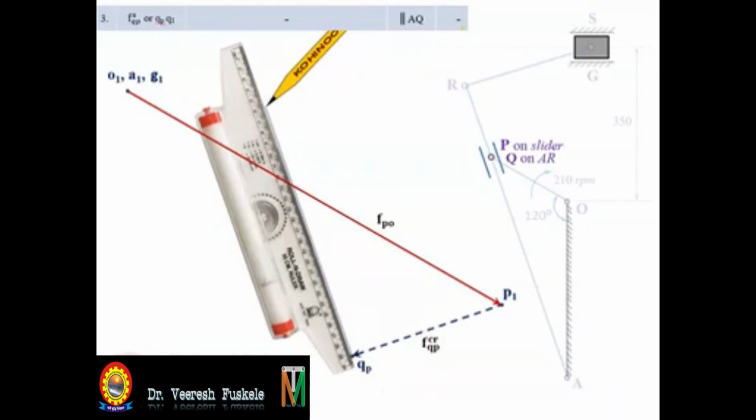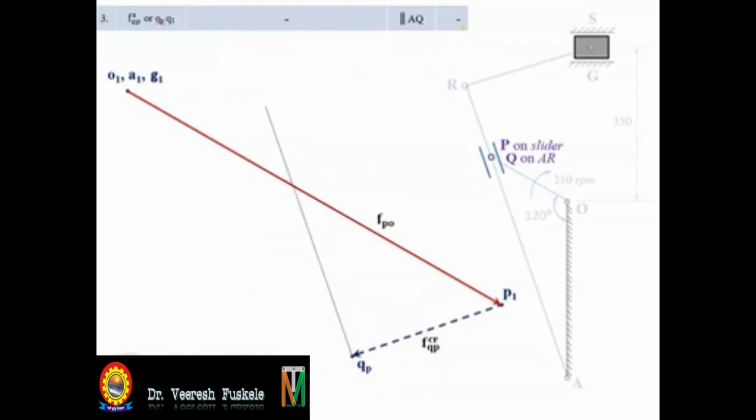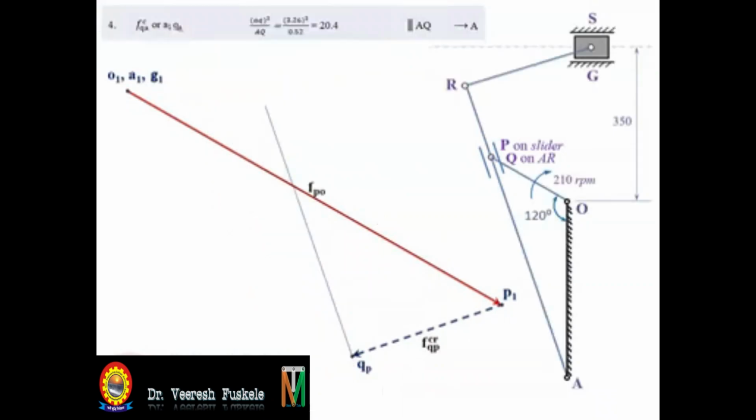Next, we have to draw the acceleration components of the link AQ. So we have calculated the centripetal component FcQA as 20.4 and it will be parallel to AQ. That will be drawn from point A1.